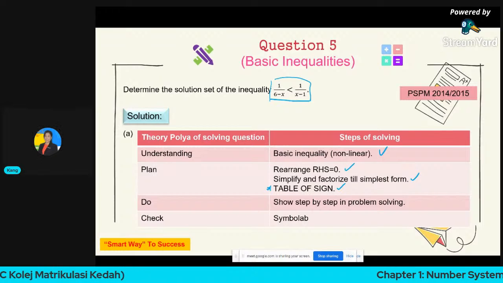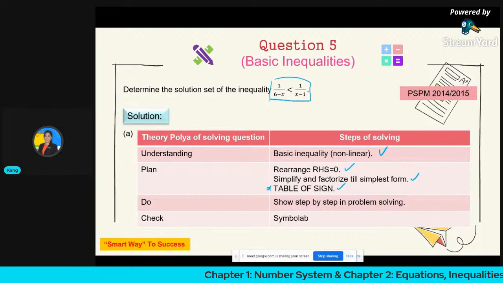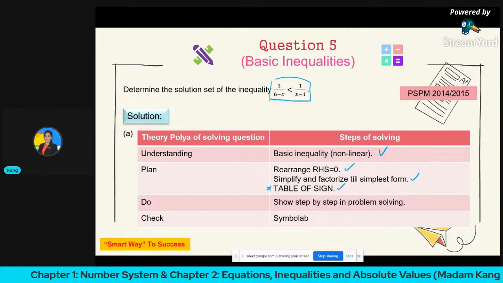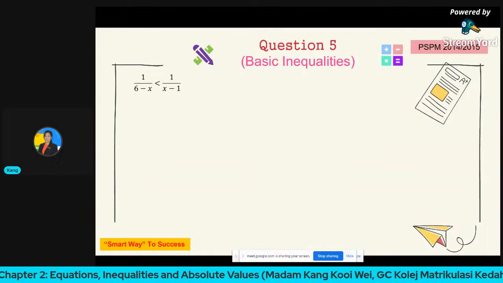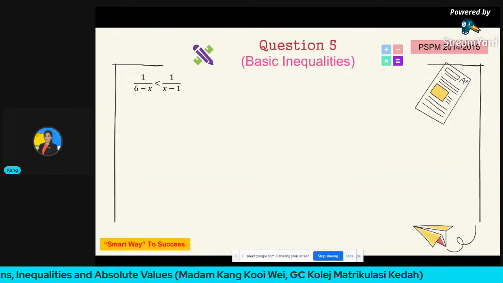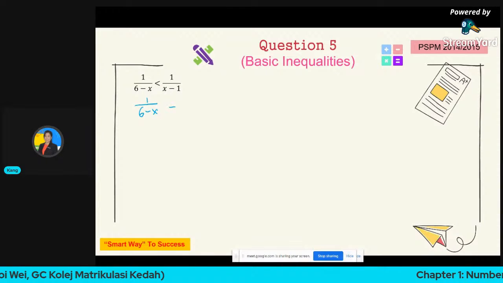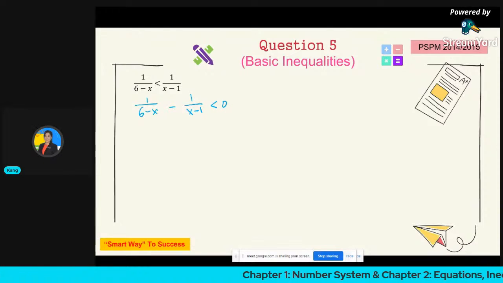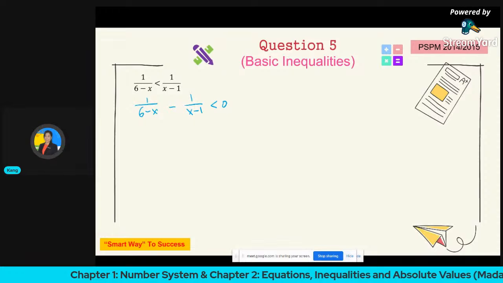Okay, class? Now, then we need to show the step-by-step of solving. Don't jump the step, remember. Okay, then we use the symbol lab to check our answer. Okay, so now let us do it together. This one, our very first step, we need to rearrange this inequality to let the right-hand side equal to 0. This is the way how we rearrange the inequality to get the right-hand side equal to 0.